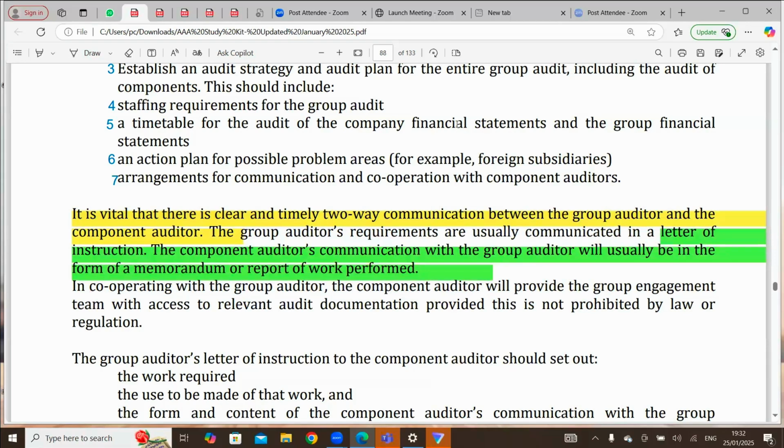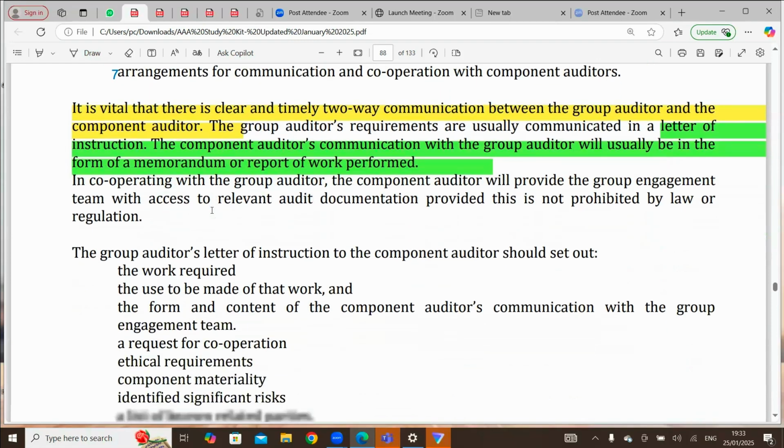So the group auditor will send the component auditor a letter of instruction that says, this is what I need from you. We're going to read the content of both letters now. The group auditor will send a letter to the component auditor and say, okay, this is the thing that I need from you. And the component auditor will respond with, okay, these are the things that I have done following what you demanded of me. Okay, so we have letter of instruction and memorandum or report of work performed. We said in cooperation with the group auditor, the component auditor will provide the group engagement team with access to relevant documentation, provided that it is not prohibited by law.